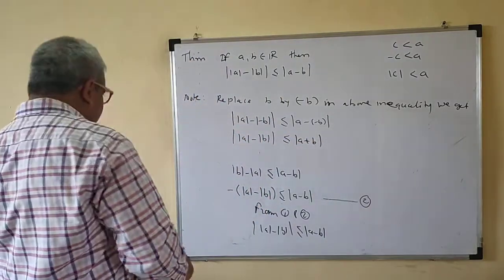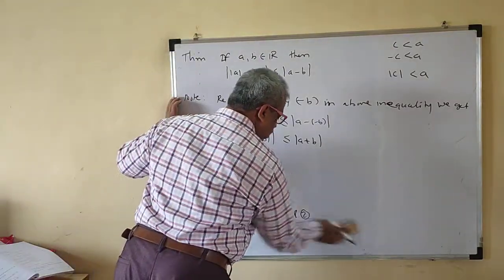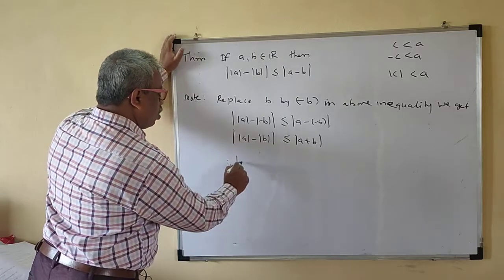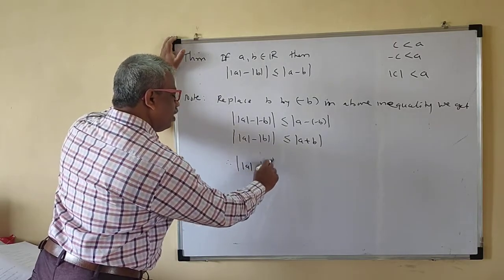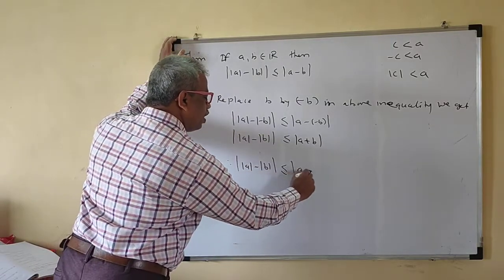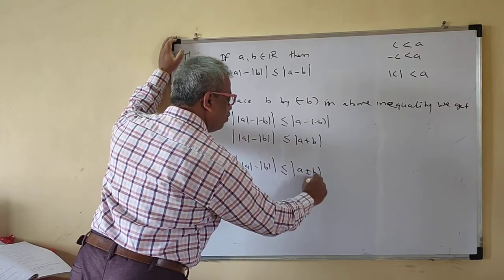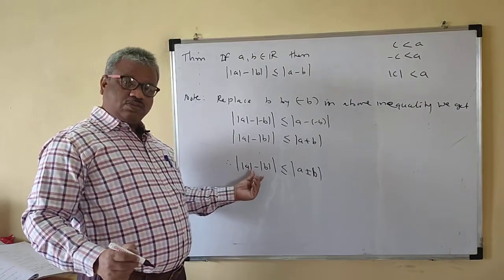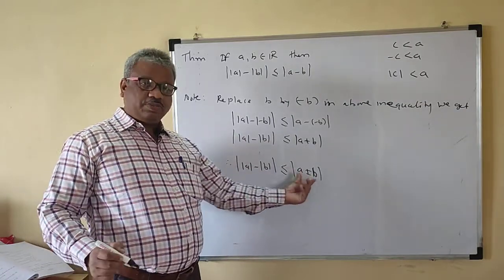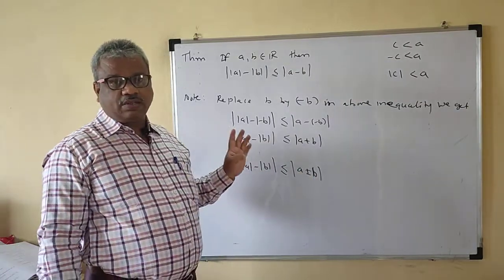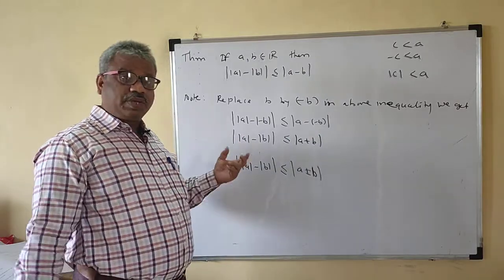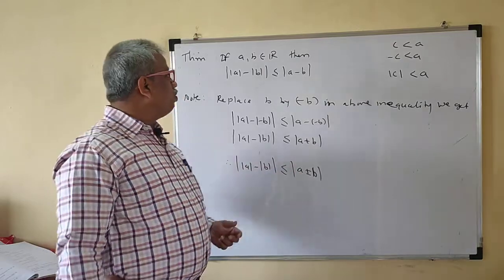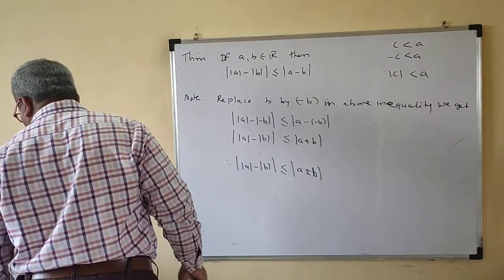So therefore, what we have? Therefore mod A minus mod b is less than or equal to mod of A plus or minus b. Here you have to write plus or minus. Okay? Here, not. This is not plus or minus here. So this will be plus or minus. Remember, this is inequality. While solving the problem, we know that mod of A minus mod of b is less than or equal to this. Okay.